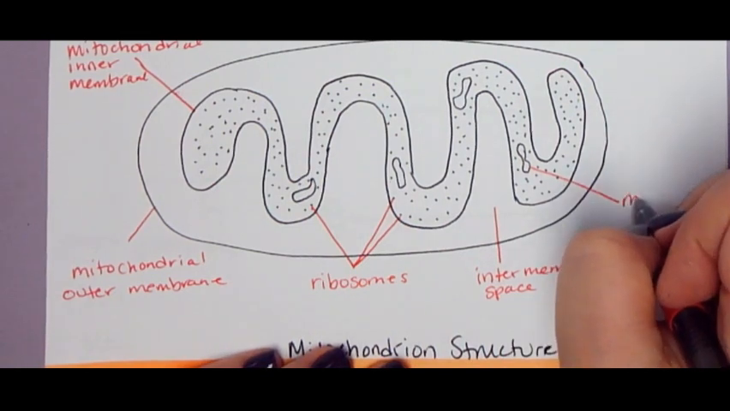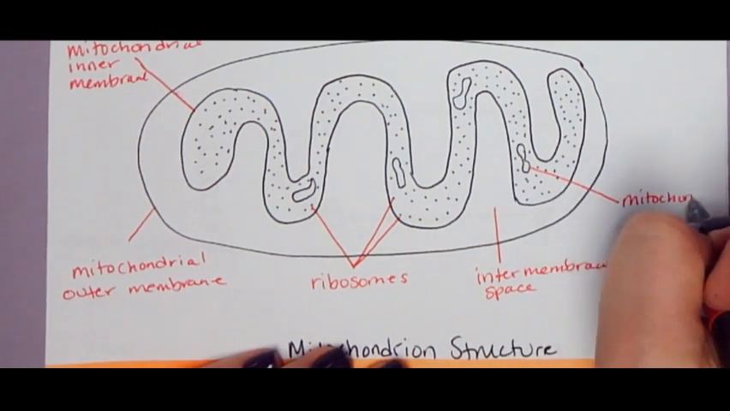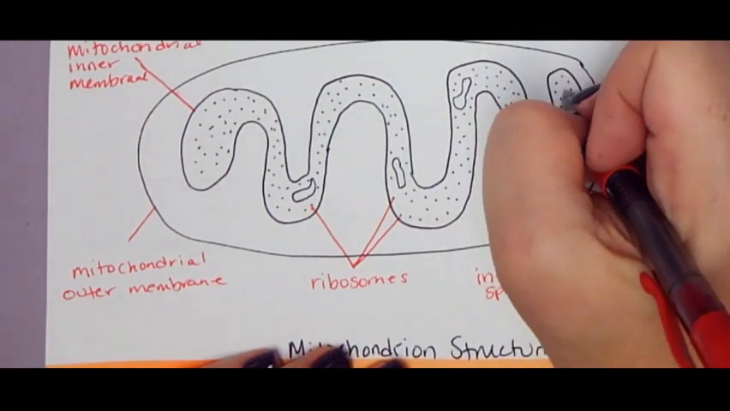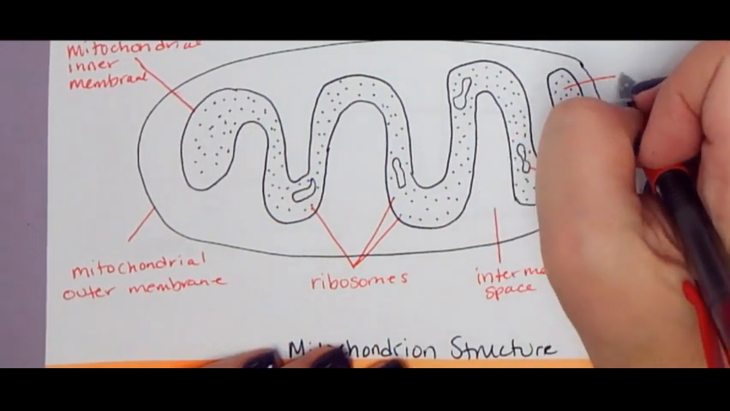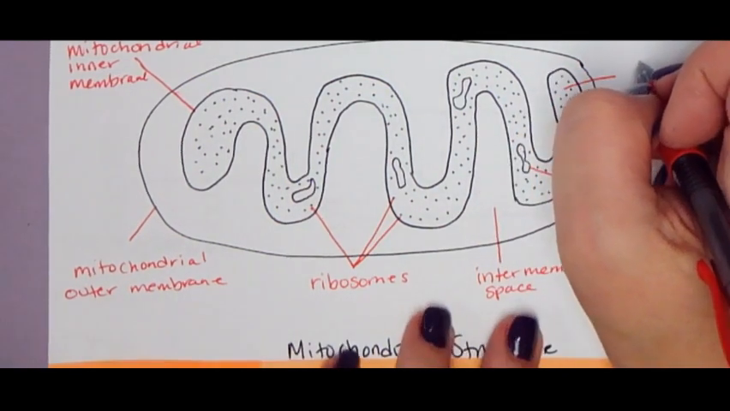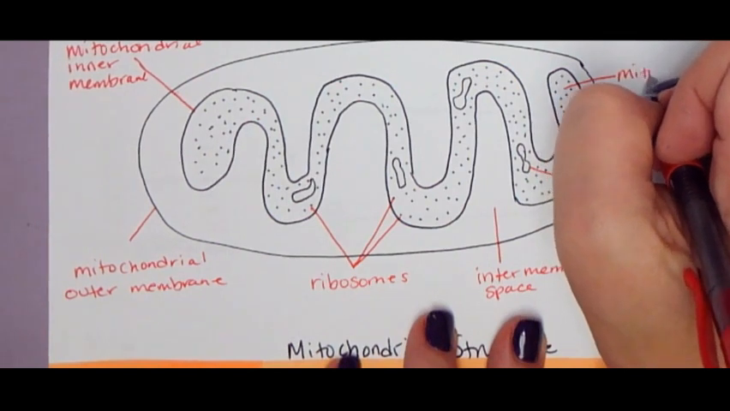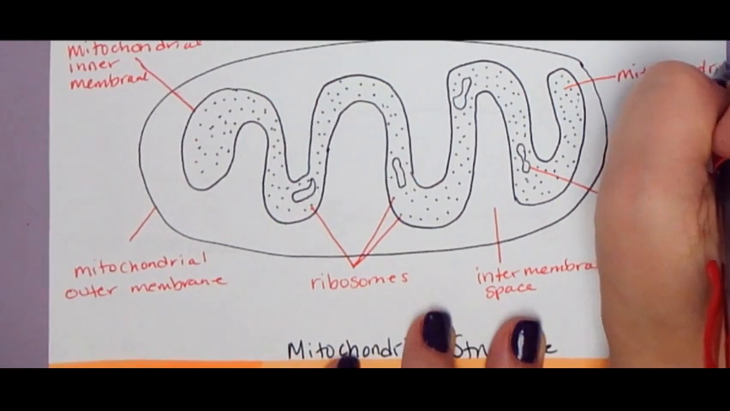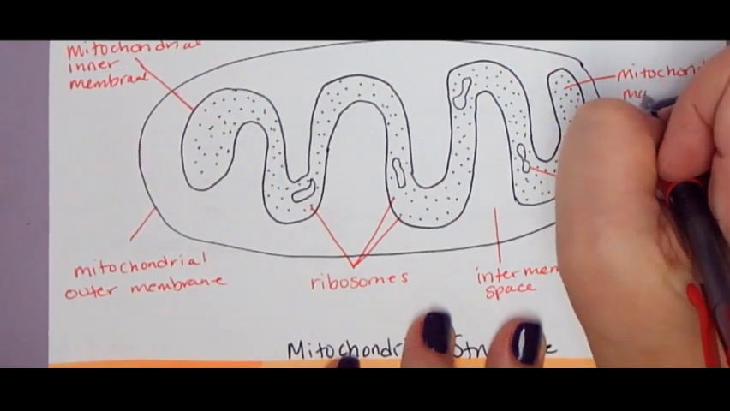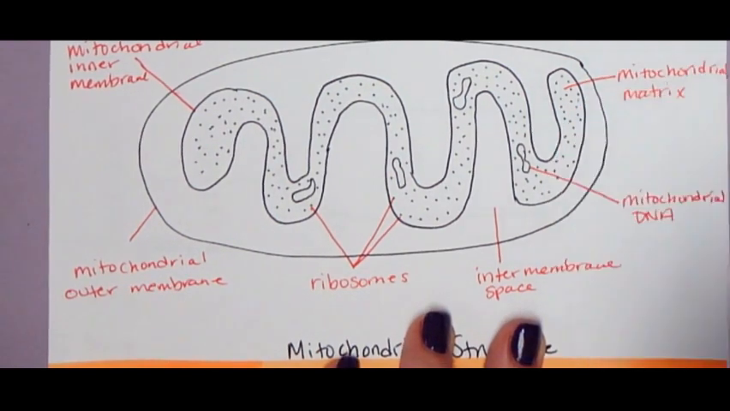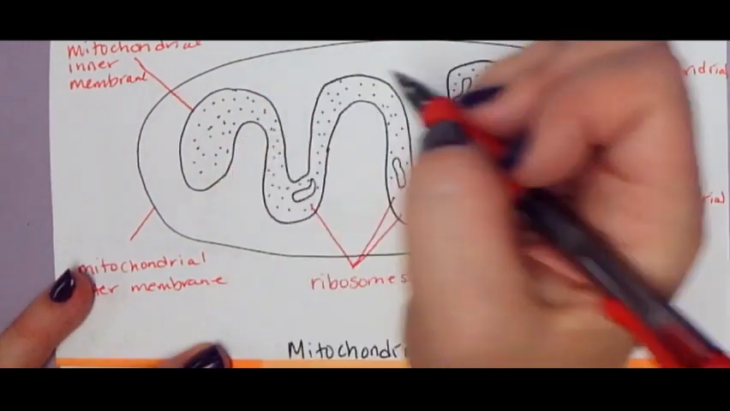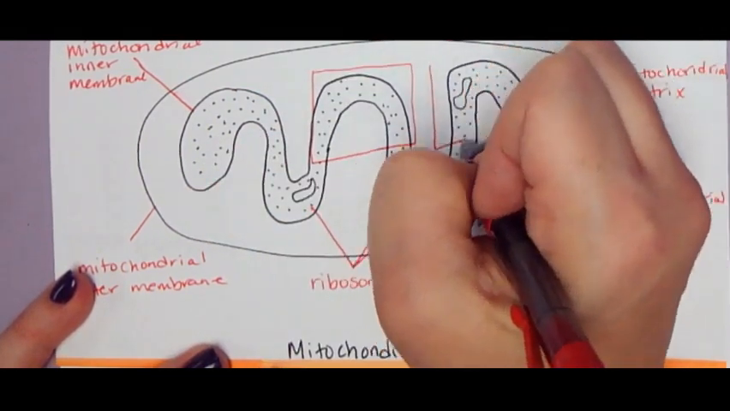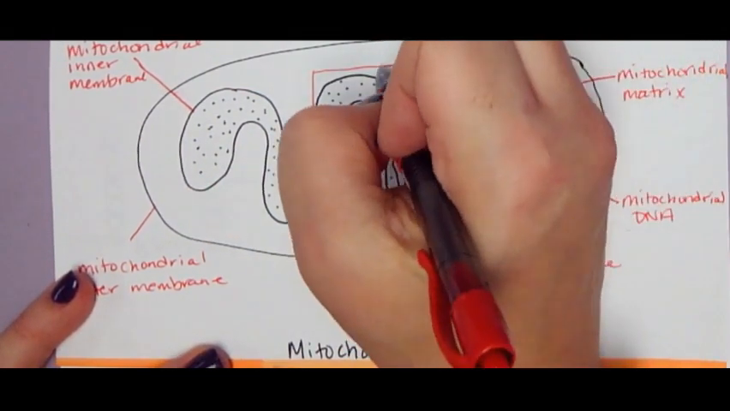Then this loop that almost looks like a figure eight, this is our mitochondrial DNA. If we remember from our last unit of cells, mitochondrial DNA is one of our evidences that mitochondria used to be prokaryotic cells. Now, this time I'm pointing to just the space, not the dots with the white space. This is called the matrix or the mitochondrial matrix. And that is the fluid inside of the inner membrane.